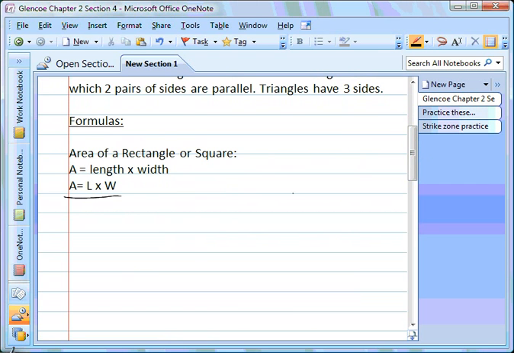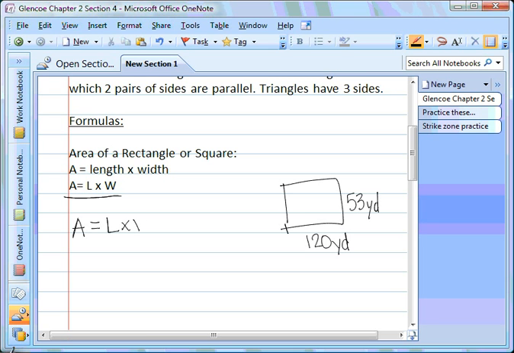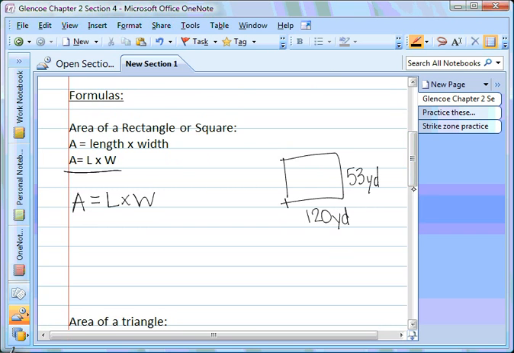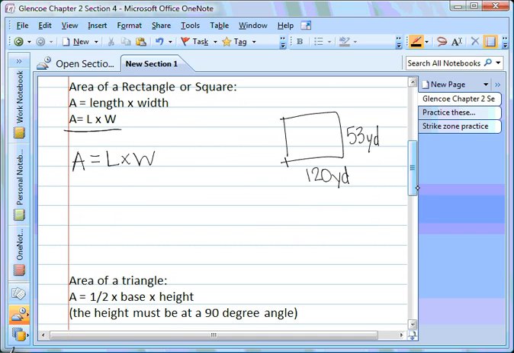So for our first example, if we have a rectangle with a base of 120 yards and a height of 53 yards, we would use this formula to find our area. So we would write down our formula first. A equals L times W. It's very important that you are writing your formulas down and that you're showing your work. Without your work, we can't see where you make errors to help you get things straightened out so that you know how to solve these correctly.